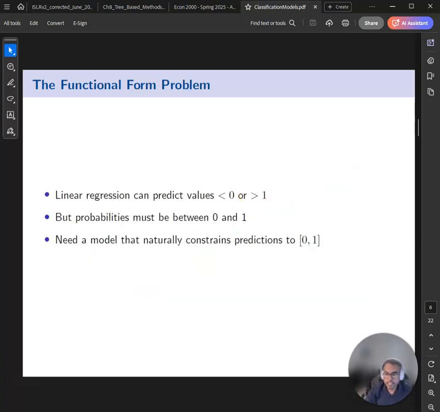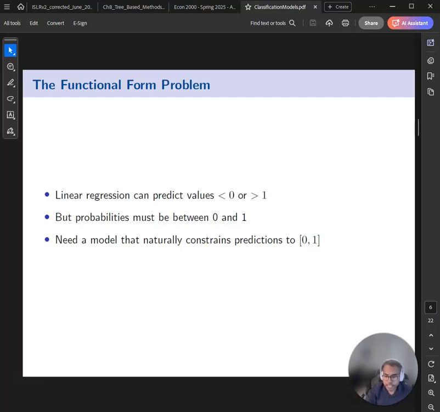So we have seen that linear regression has this fundamental problem when dealing with binary outcomes. It can predict values less than 0 or greater than 1, but these predictions don't make any sense when we are talking about probability. Probability, by definition, must be between 0 and 1. You can't have negative values or a value greater than 100% because it is not right conceptually.